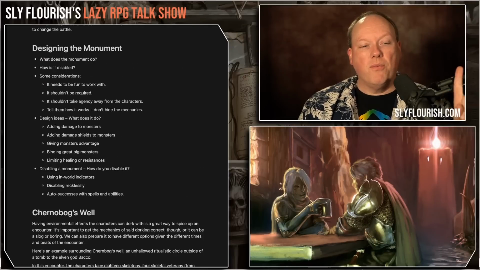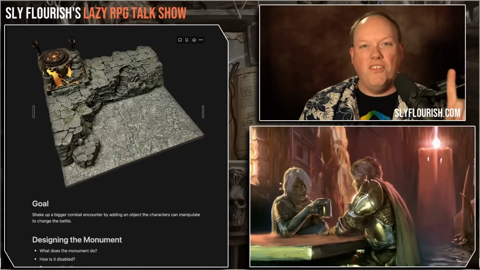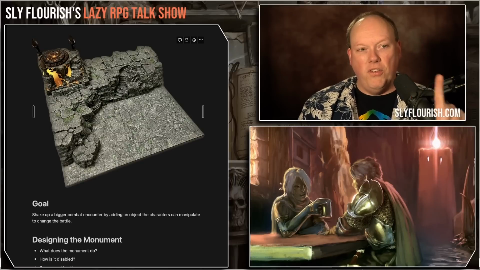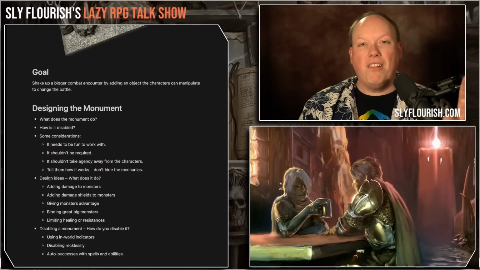So one of the things, this is my dirty trick that ensures you don't take agency away from the players and don't take agency away from the characters, and you let them manipulate the object, is this thing that I call disabling recklessly.